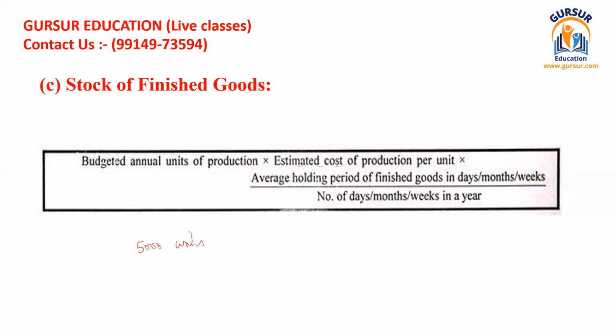And after that, estimated cost of production per unit. Suppose this is 7 rupees per unit. Then average holding period of finished goods in days, months, or weeks. Suppose these are 4 weeks. Okay, number of days, number of months, weeks. So if we have taken in the numerator the weeks, in the denominator also we have to take weeks. Okay, so these are 52. When you solve this equation, you can get the actual value of stock of finished goods required in your company. And this is how you calculate all the things. And I hope that is interesting and that is a very logical concept for you.